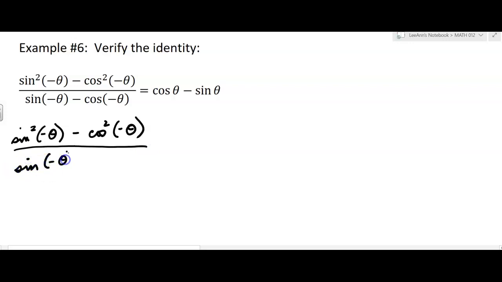And I'm saying, this looks like a mess, put all those negatives in there. But we're going to be able to simplify it into cosine theta minus sine theta. Okay, so we see that we have a lot of negative thetas, right? So we're going to use our even odd identities.